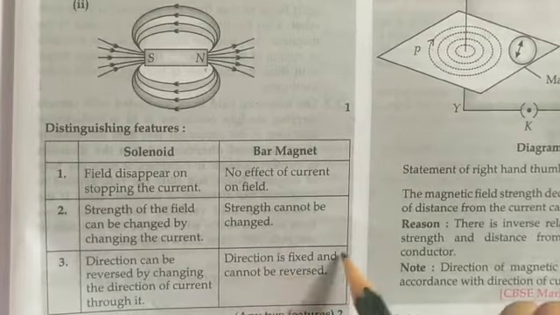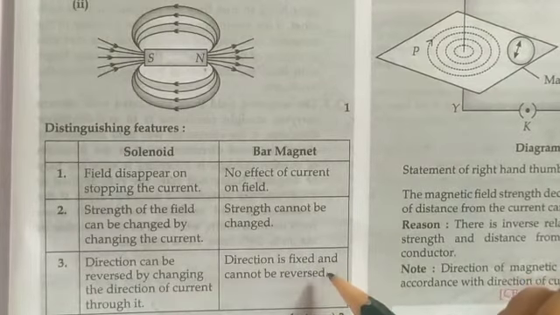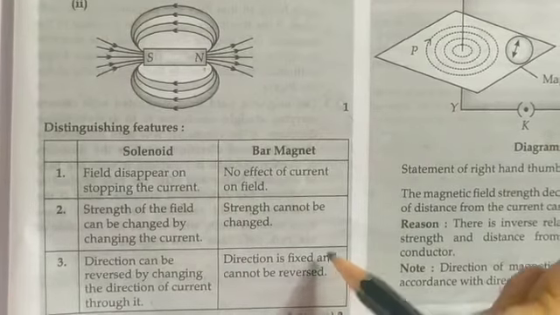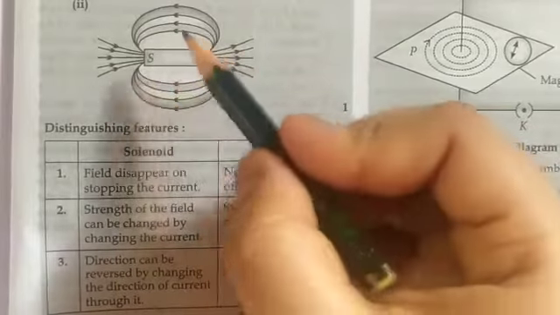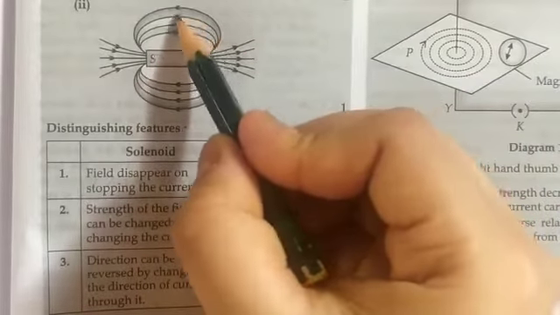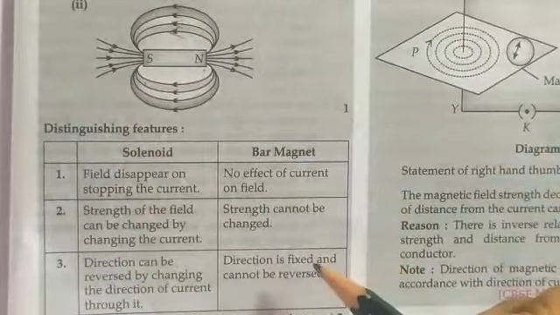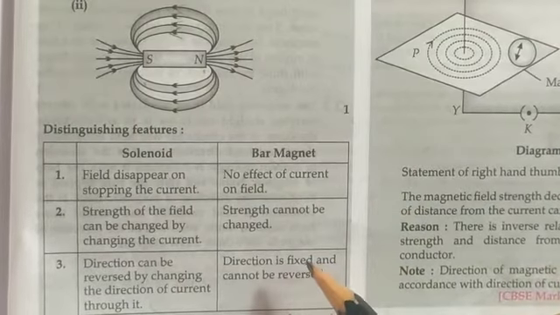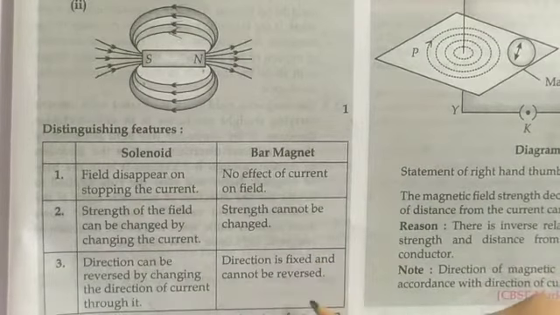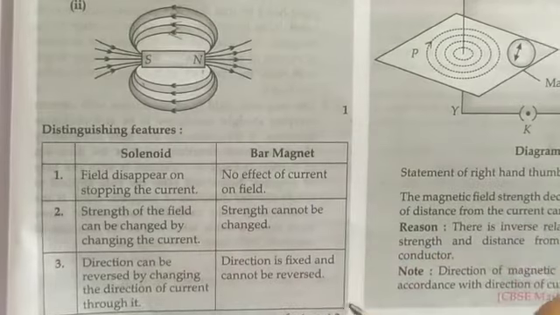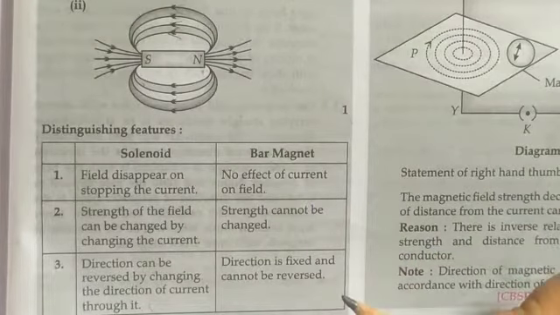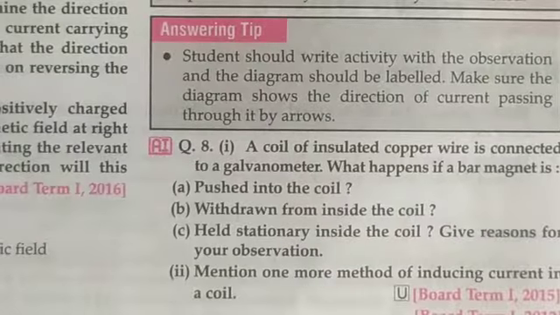Next, the direction is fixed and cannot be reversed. The direction of magnetic field lines: if this is the north and this is the south, the direction will always be like this only. We are not able to change it. But in the case of a solenoid, we can change it. So this contains 2 marks, and totally it will become a 5 marks question. So this is another 5 mark question.